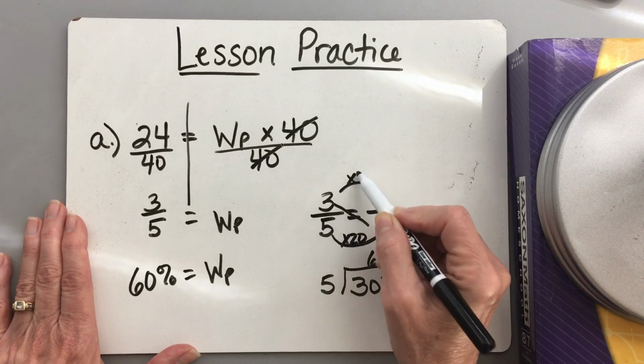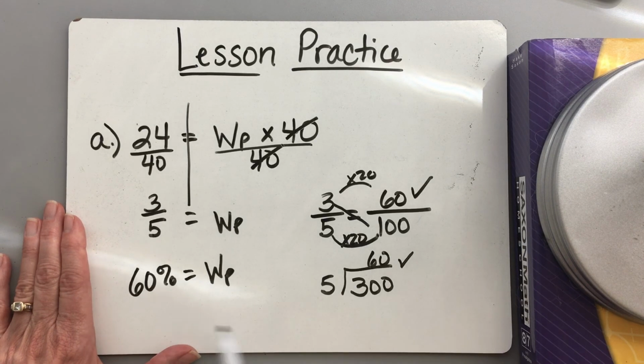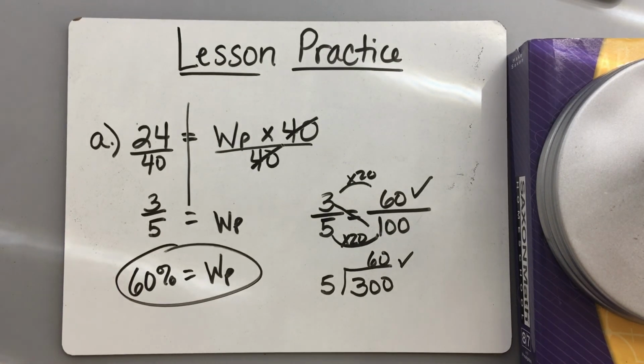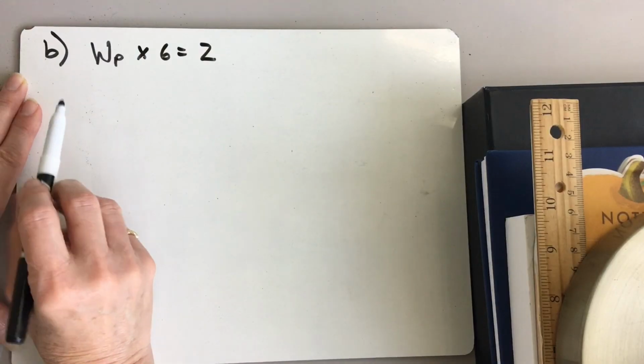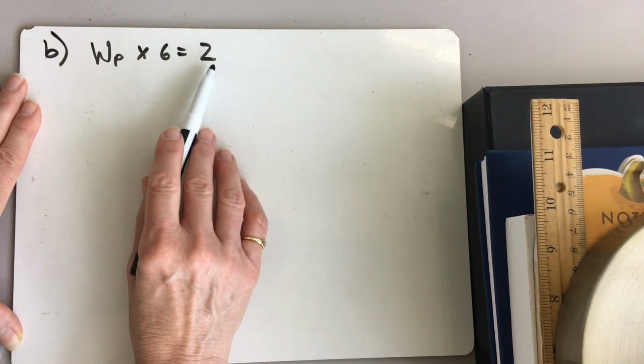So 3 times 20 also gives you 60. That's the cool thing about math, is that you can get the answer lots of different ways. But the answer for this problem, for problem A, is 60. If you got that, great job. Keep going. Problem B. Problem B is what percent of 6 equals 2?